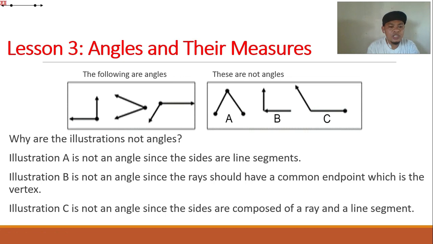Okay, so why are the illustrations not angles? Illustration A is not an angle since the sides are line segments. This one, line segment, yung sides. Illustration B is not an angle since the rays should have a common endpoint, which is the vertex. Ito walang common endpoint. Illustration C is not an angle since the sides are composed of a ray and a line segment. This is a line segment and this is a ray.